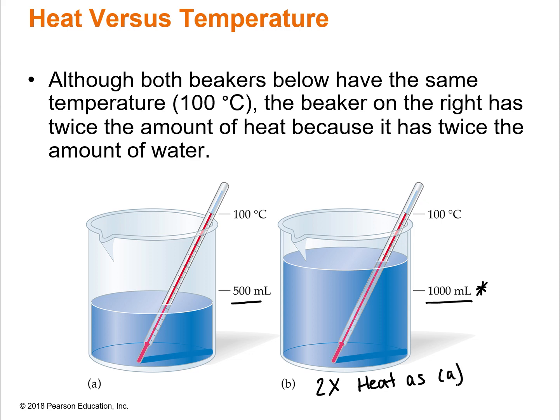And that's because even though they're at the same temperature, you've got 2 times the volume, right? That means that your system is 2 times as big. And if heat is the total energy, well, you've got more particles that have energy in beaker B. More particles at the same temperature means more heat.